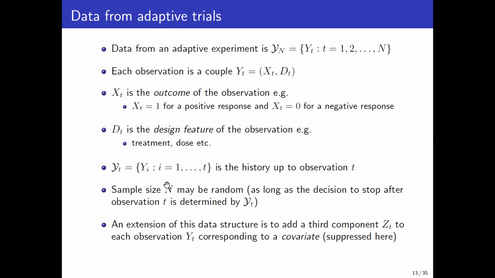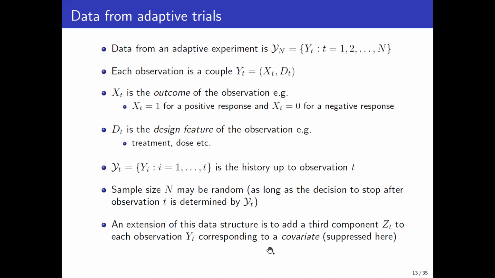And I referred to a sample size n. That can actually be random as well. Again, drawing on that stochastic process characterization, n is allowed to be what we call a stopping time with respect to that particular stochastic process history.